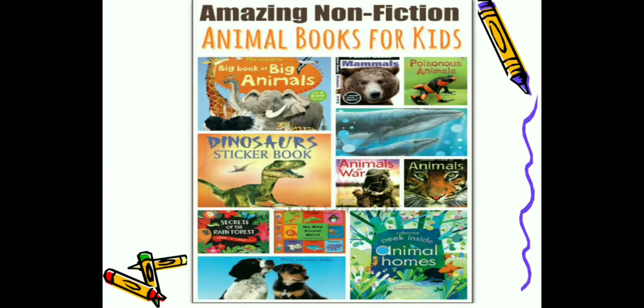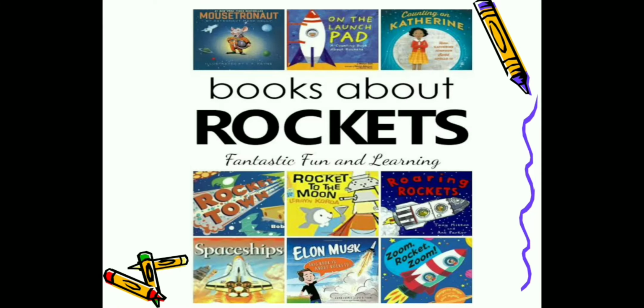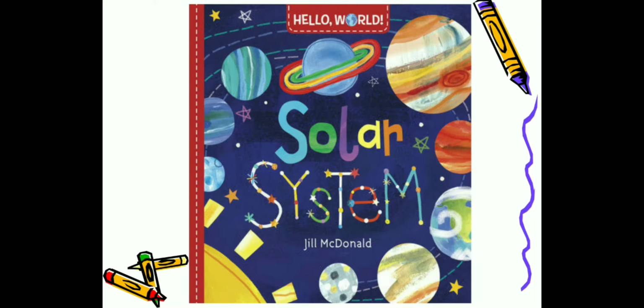On the other hand, we have books like Animals, Rockets, and the Planets. These are books which reveal real-life events, creatures, or something that is true. Therefore, we refer to this as non-fiction because it is all based on factual data.